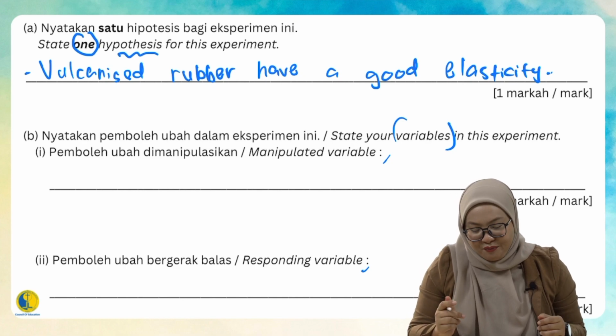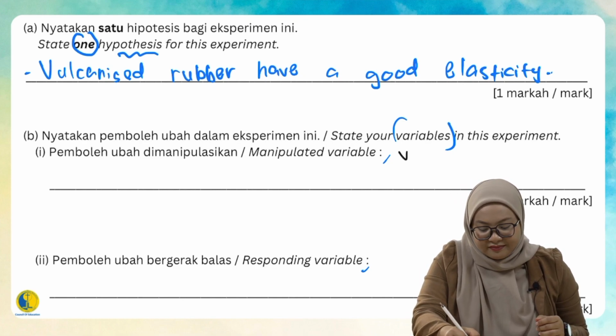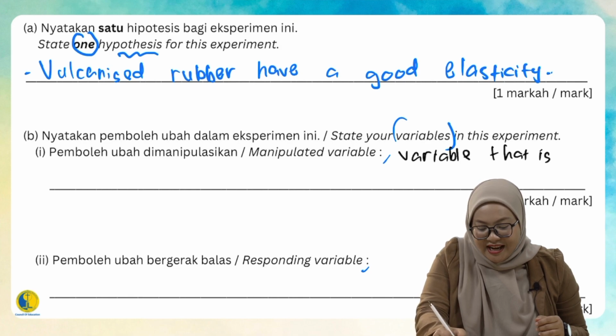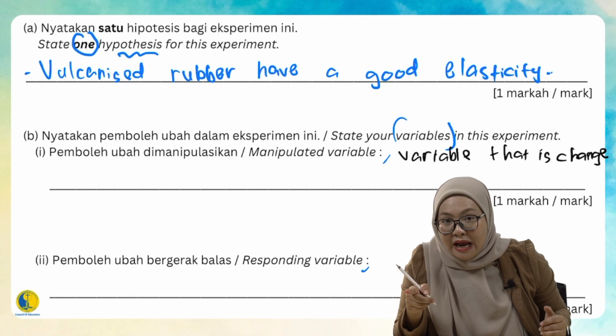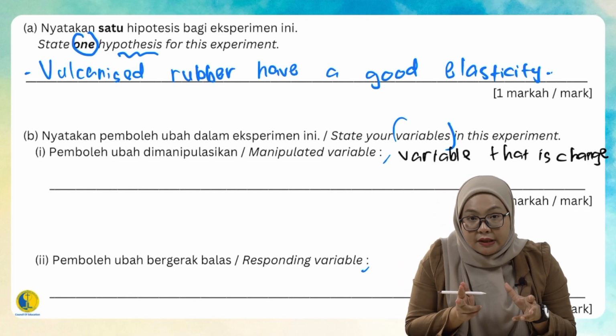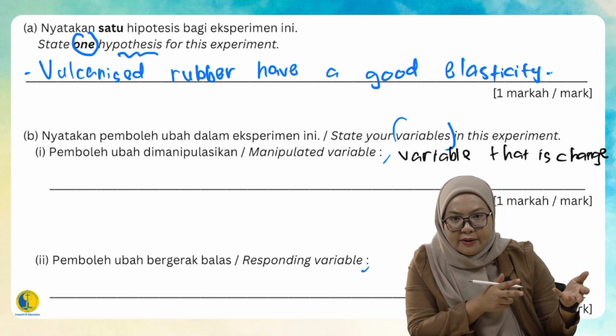The other word for manipulated variable is the variable that is changed, a variable that you can change for the experiment. That is the other one. Not necessary. The question asks you what is the manipulated variable.